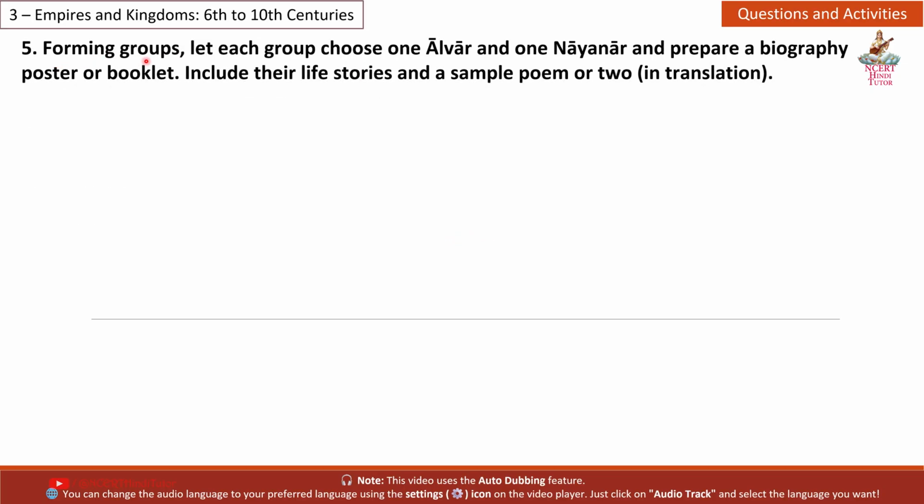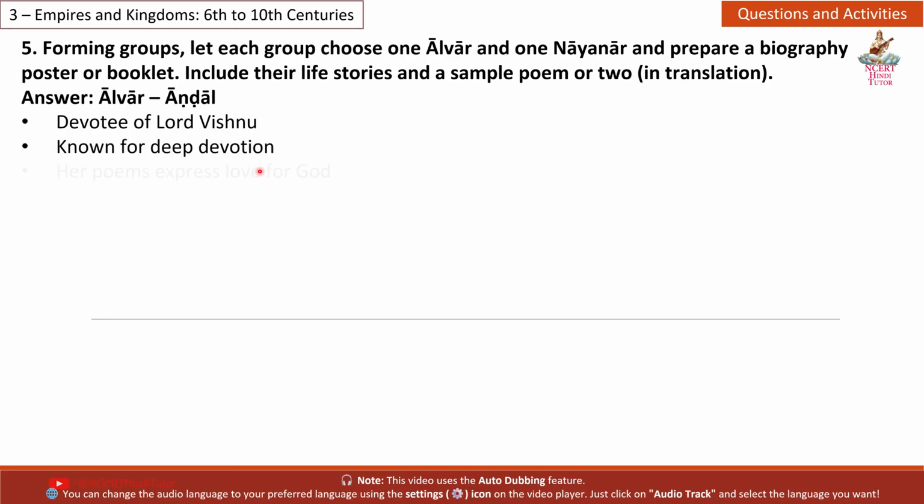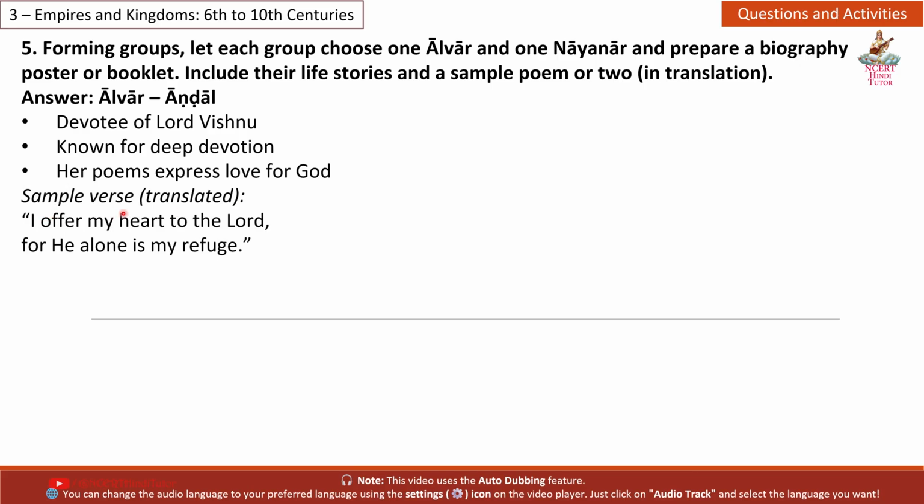Question 5. Forming groups. Let each group choose one Alvar and one Nayanar and prepare a biography poster or booklet. Include their life stories and a sample poem or two in translation. Answer: Alvar Andal, devotee of Lord Vishnu, known for deep devotion. Her poems express love for God. Sample verse translated: I offer my heart to the Lord, for He alone is my refuge.